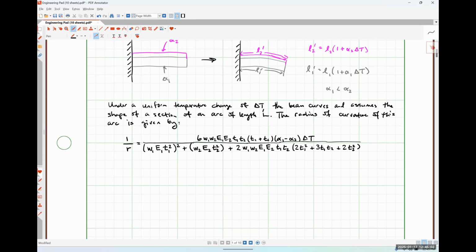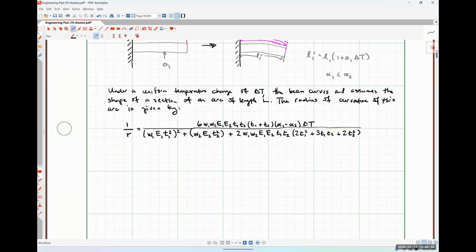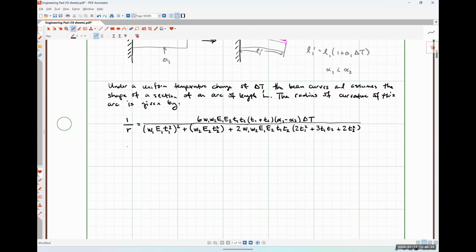So the radius of curvature is then dependent on not only the geometrical properties of the two different parts of the thermal bimorph, but as well as, hopefully obviously, any change in temperature. And then the angle of the arc, theta, is simply the length divided by the radius of curvature.